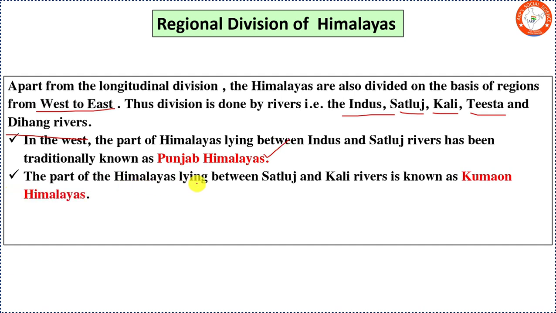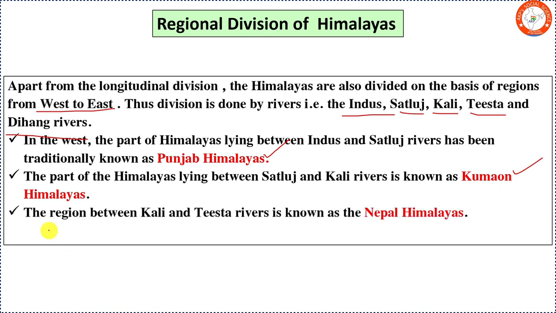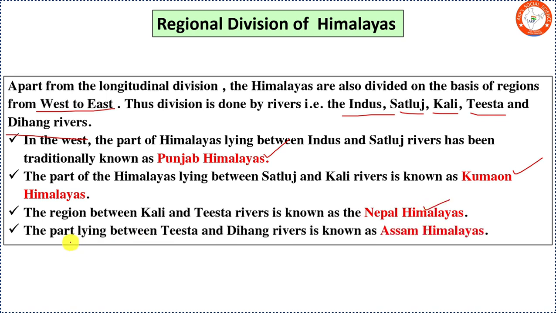The part of Himalaya lying between Satluj and Kali river is known as Kumaon Himalayas. The region between Kali and Tista river is known as Nepal Himalayas, and the part lying between Tista and Dihang river is known as Assam Himalayas. These are the four parts of Himalayas from west to east: Punjab Himalaya, Kumaon Himalayas, Nepal Himalayas and Assam Himalayas.